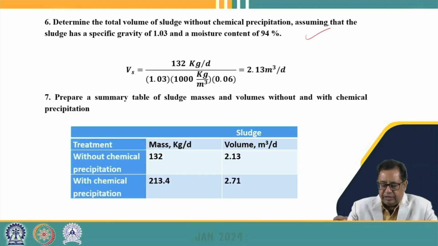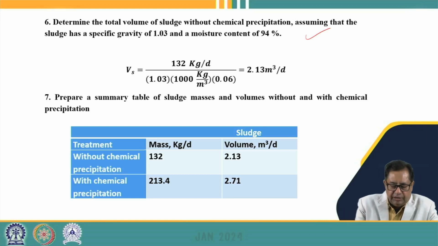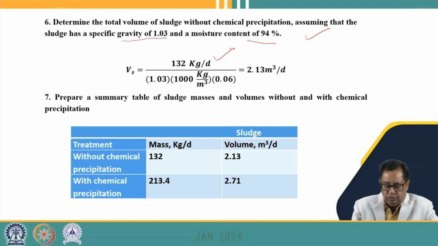Similarly, we can calculate the volume of the sludge which is generated without the chemical precipitation by taking into account the specific gravity of the sludge as 1.03 and the moisture content to be 94% in that case. So the total amount of solids, that we have already calculated, is nearly 132 kgs per day without chemicals, and we divide it by the density of the solids and by the amount of solids which are present in the sludge. So we get the volume of the sludge without chemicals to be 2.13 cubic meter per day.